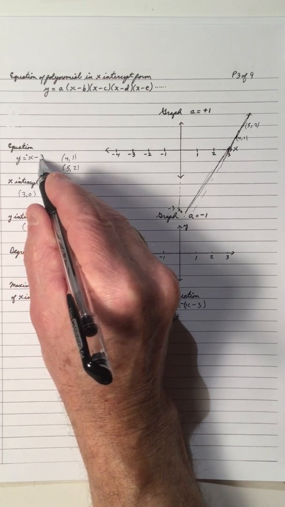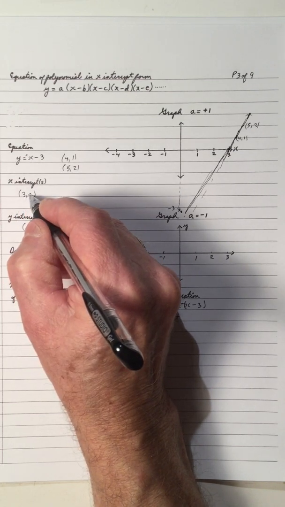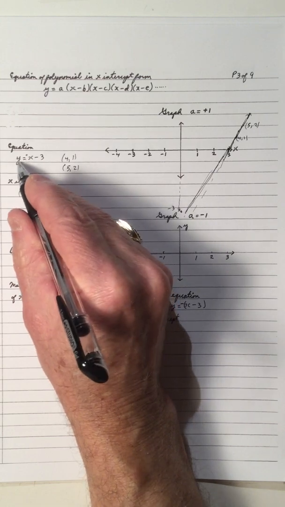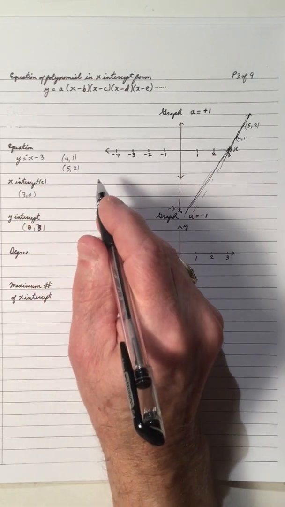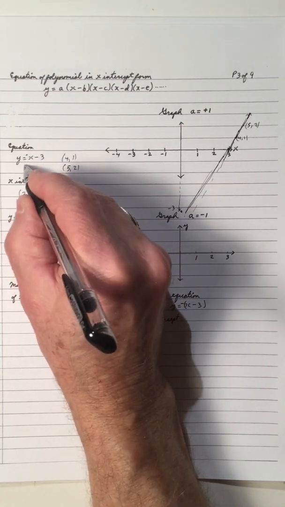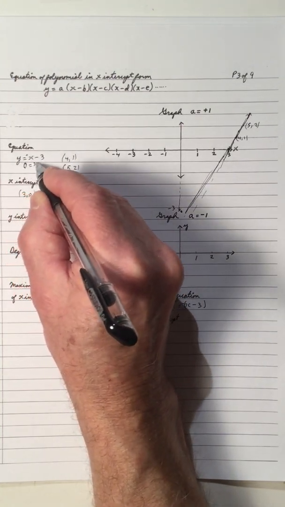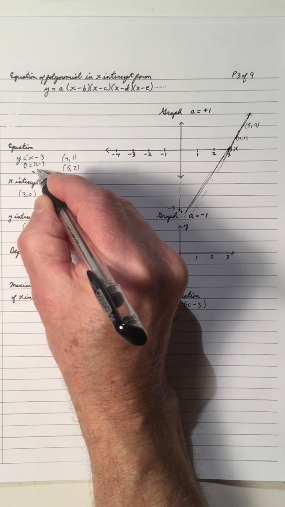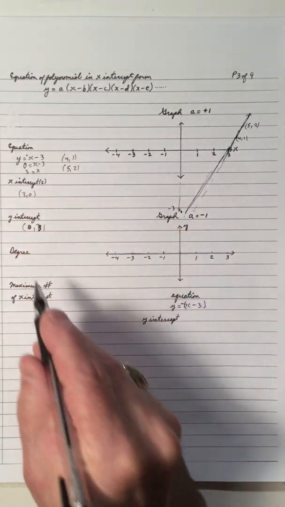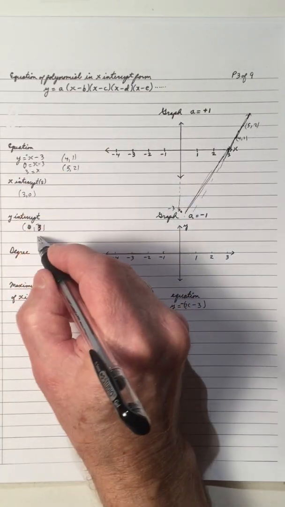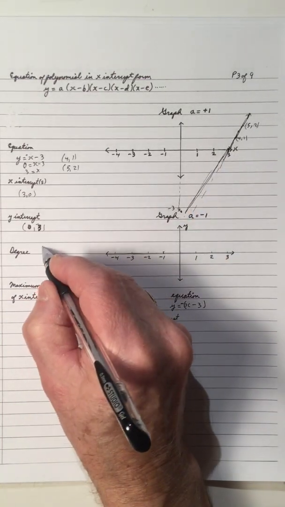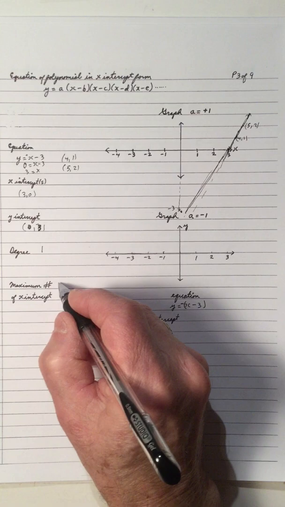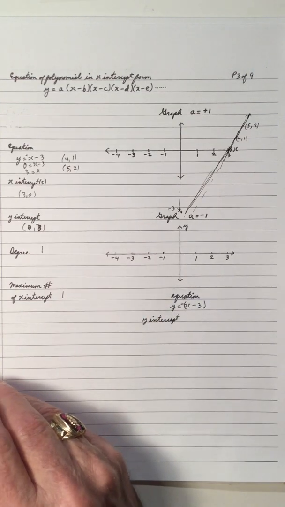So letting x equal 3, you get the x-intercept. When you let x equal 0, you get the y-intercept. So you let y equal 0, and you solve it, x equals 3. And the degree of this one is 1. And notice the maximum degree is 1, so the maximum number of intercepts is 1.